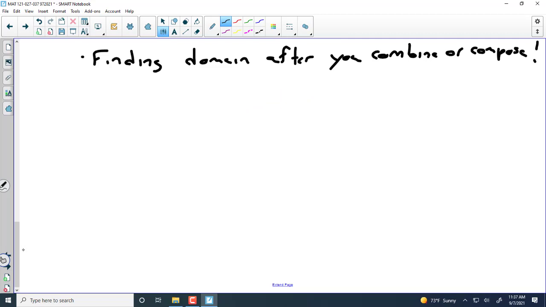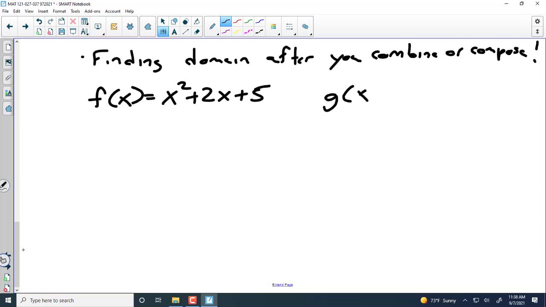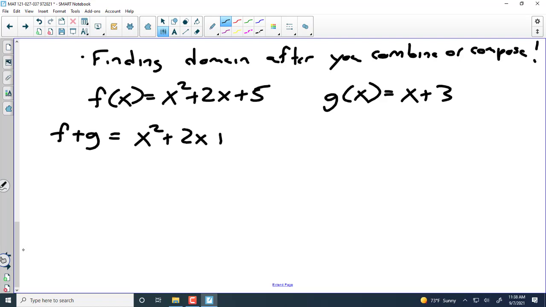Let's say that we have f of x equals x squared plus 2x plus 5, and g of x equals x plus 3. Okay, so we have to be careful what they're telling us to do. So if we see f plus g, that one's pretty straightforward. In fact, with f plus g, you don't even need these parentheses that I'm putting in here, but I'm putting them in there just to show you what we're doing. But you actually don't need them because it's getting added.